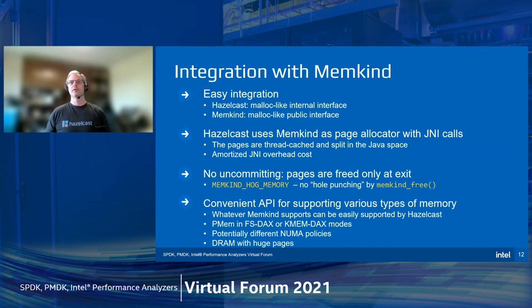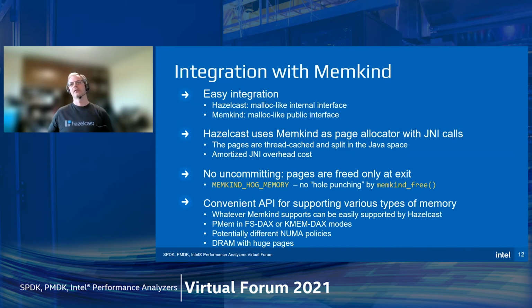So in order to amortize this JNI overhead cost, we use Memkind as a page allocator library, and the pages are split up inside the Java application, and the pages are thread cached for the best performance. We also don't uncommit the memory until the Hazelcast application exits. This means every Memkind free operation happens at the shutdown phase of the application.